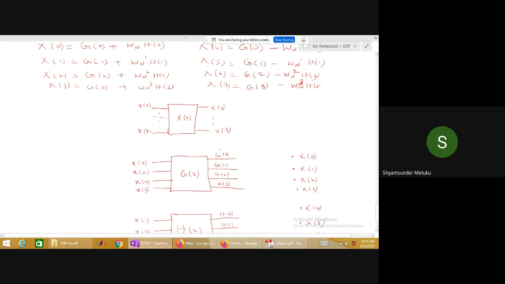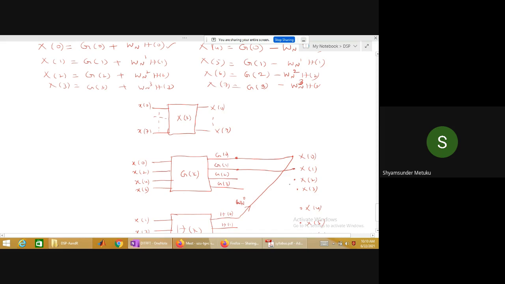G of 0 plus, so dot indicates addition. I think I should get something like this: G of 0, H of 0. H of 0 should be multiplied with how much? Can I write this way? Flow diagram: G of 0 is coming here. H of 0 with multiplication of W_N to the power of 0 is coming here. So it is the addition of G of 0 plus W_N power 0 into H of 0. Can I do this way? Yes, the first one is here. Okay, yes.